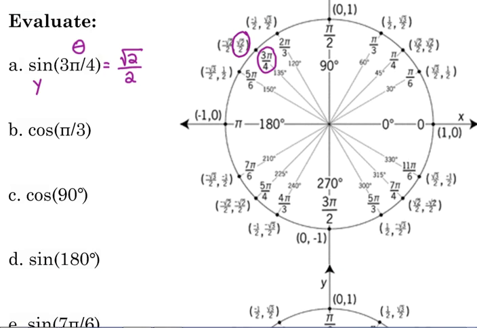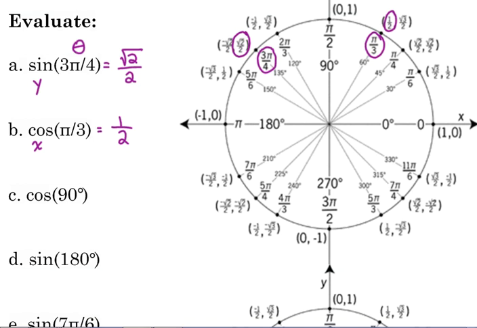B, cosine of pi over 3. So cosine is x. So I'm going to find pi over 3. Pi over 3 is here in the first quadrant. I just need the x coordinate. So this is equal to 1/2. Now, it wouldn't be that big of a deal if you put that one into the calculator. It would tell you 0.5. Y'all know that 0.5 is 1/2. So that one's not a big deal. But when it's square root 2 over 2, when it's square root 3 over 2, that's where you have to know a little bit more.